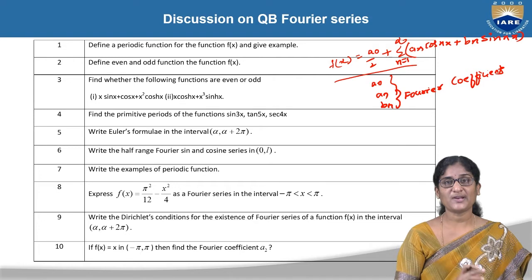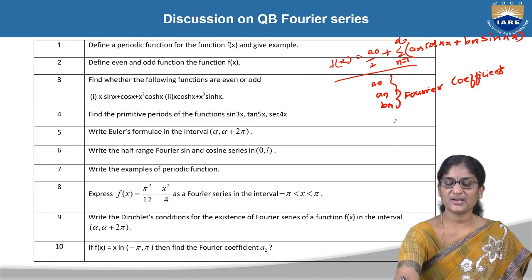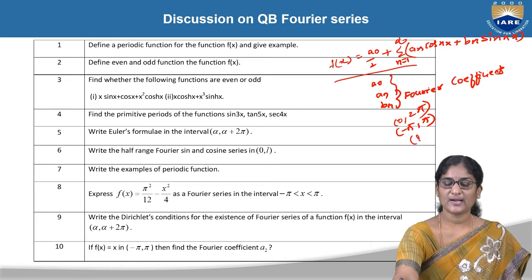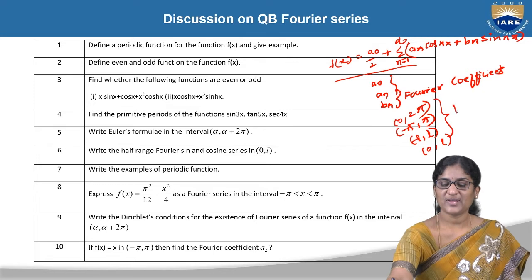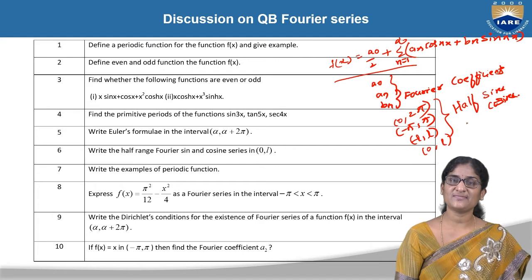Here the formula is the same, but the interval will be different. We have a number of intervals in Fourier series. The first interval is 0 to 2 pi, and the second interval is minus pi to pi. Then minus L to L, which is an arbitrary interval, and 0 to L. So we have these four different types of intervals in the Fourier expansion. Apart from this, we have the half range Fourier series, half range sine and cosine series also. So how to write the half range sine and cosine series?